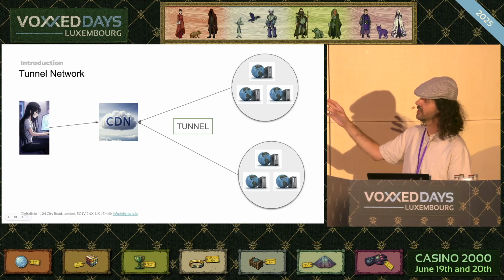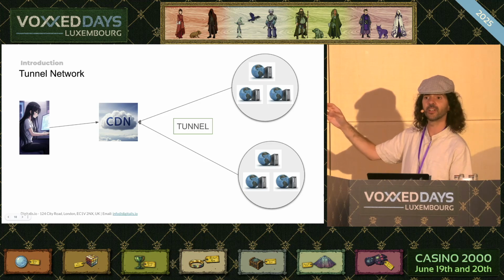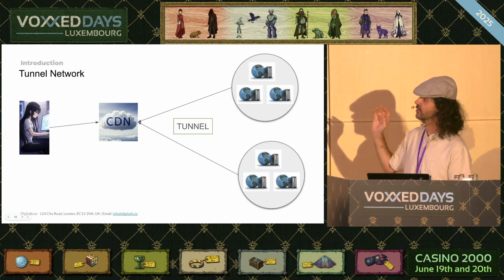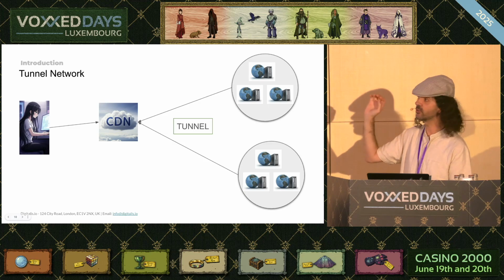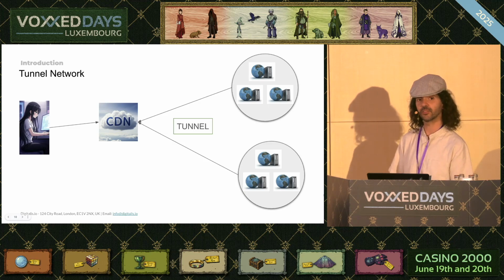The advantage is that because the tunnels are initiated from one side and not from the other one, you don't require ingress. You don't require a public IP. As long as your servers can get to the internet, can get to the CDN, your tunnel is established.